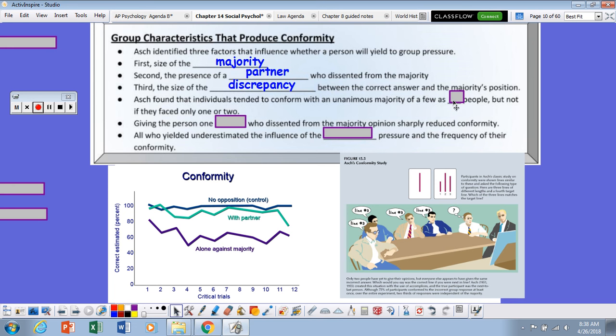Asch found that individuals tend to conform with a unanimous majority of as few as perhaps 3 people, but not if they were faced with only 1 or 2. Given one ally who dissents from the majority, conformity was sharply reduced. All who yielded underestimated the influence of social pressure and the frequency of their conformity.